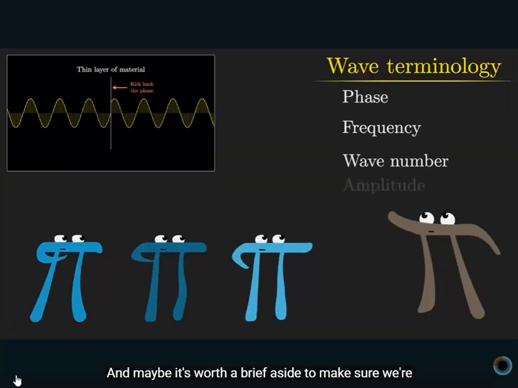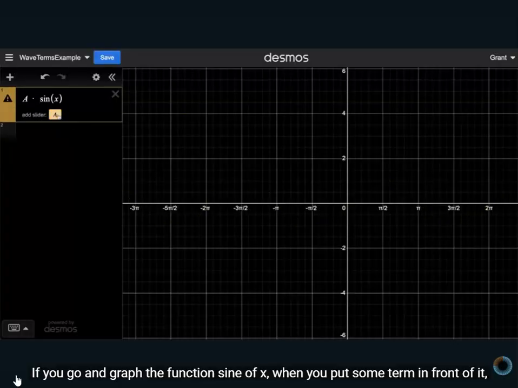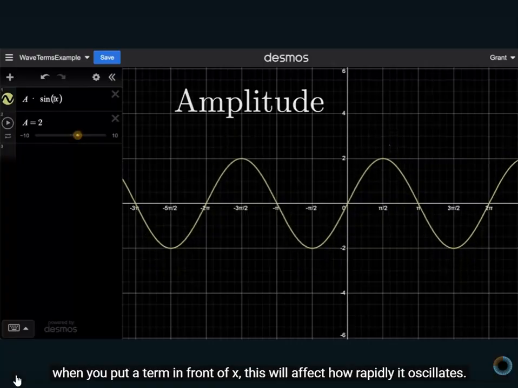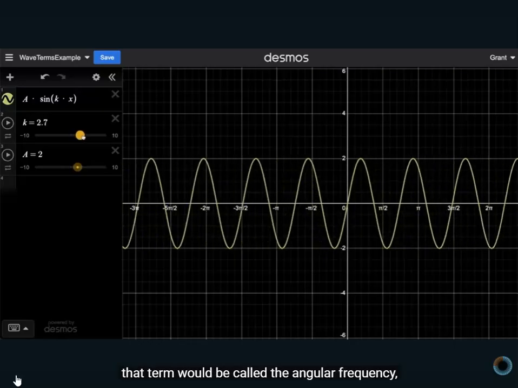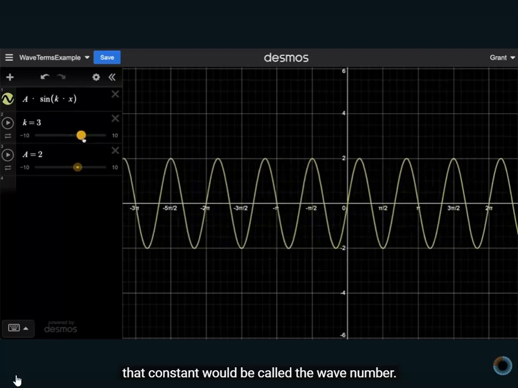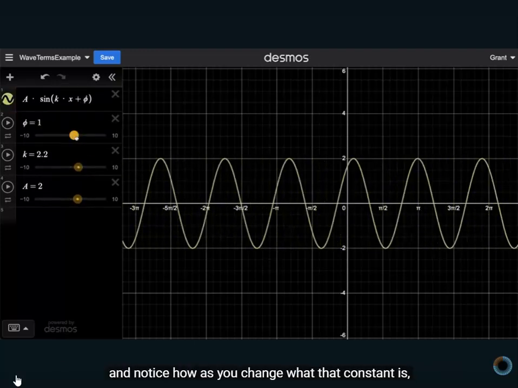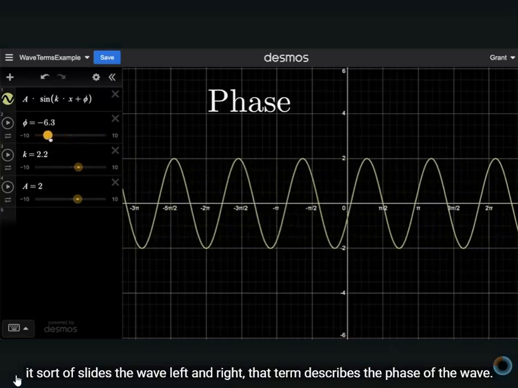And maybe it's worth a brief aside to make sure we're all on the same page when it comes to wave terminology. If you go and graph the function sine of x, when you put some term in front of it, affecting how high that wave oscillates up and down, that's what we call the amplitude. When you put a term in front of x, this will affect how rapidly it oscillates. If this is meant to describe a wave over time, that term would be called the angular frequency, whereas if it's meant to describe a wave over space, that constant would be called the wave number. Then if you were to add some other constant inside that sine function, and notice how as you change what that constant is, it sort of slides the wave left and right, that term describes the phase of the wave.